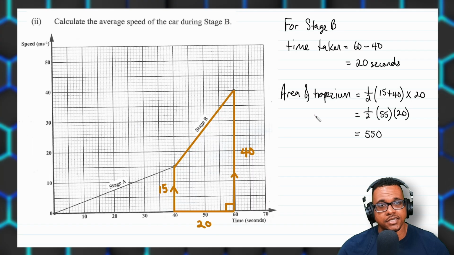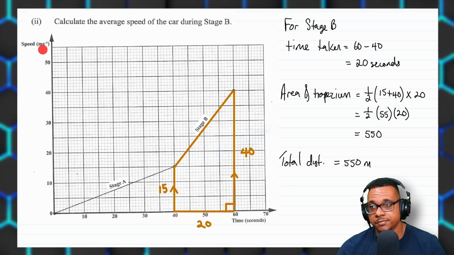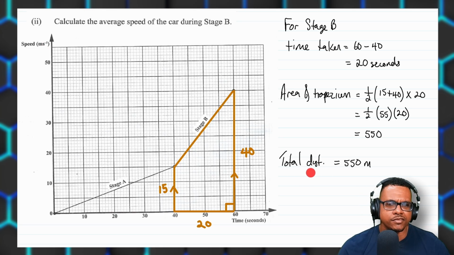Now, the thing is, the area of the trapezium, which is the area under this line for stage B, is the total distance for stage B. So we're going to have total distance is equal to 550. And now we said the distance was in meters, right? Because our speed was in meters per second. So distance in meters times in seconds. So now we have the total distance for stage B and the time taken.